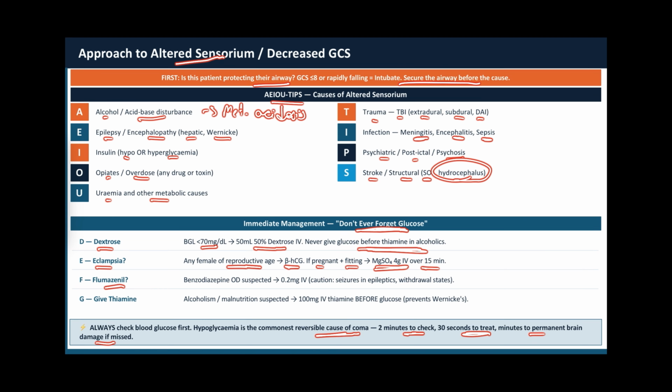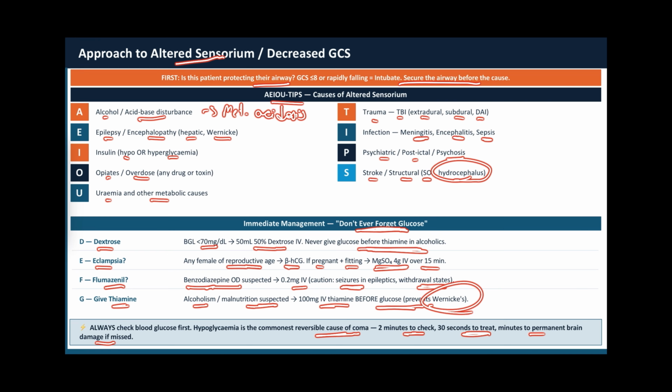Consider giving flumazenil in case the benzodiazepine overdose is suspected, that is 0.2 mg IV. Caution, take care if the patient is on benzodiazepines on long-term use for the seizure control, then giving flumazenil will make the patients susceptible for the seizures, and patients may go into the withdrawal states as well. And give thiamine in case of alcoholic patients and if malnutrition is suspected, 100 mg thiamine before actually giving the glucose. This prevents the Wernicke's encephalopathy.